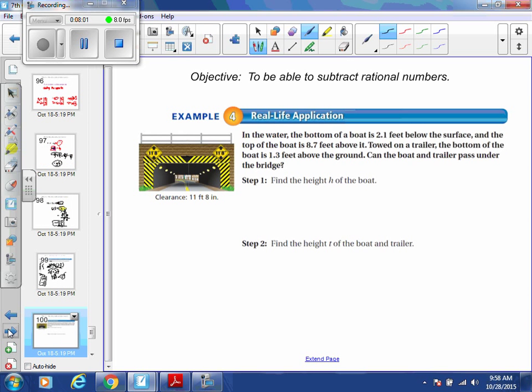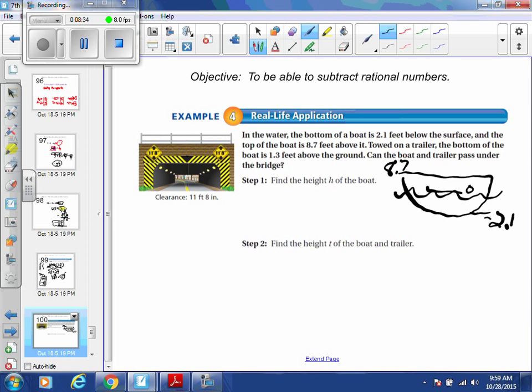All right, last. In the water, the bottom of a boat is 2.1 feet below the surface, and the top of the boat is 8.7 feet above it. Okay, so let's draw our water. All right, let's draw our boat. The bottom of the boat is 2.1 feet below the surface. So let's say the surface is 0, and this is at negative 2.1. The top of the boat is 8.7 feet above it.